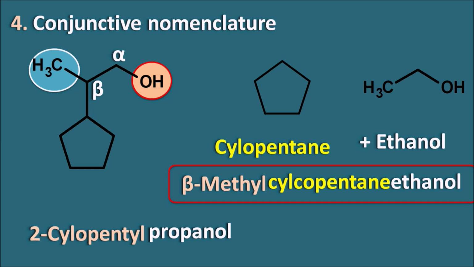So here the substitutive nomenclature is somewhat simpler, but sometimes we can use the conjunctive nomenclature if we are going to focus mainly on the cyclopentane attached with the ethanol. In this way, we can write the name for organic compounds in many ways, and among these the 4 important nomenclatures are the substitutive nomenclature, replacement nomenclature, functional group nomenclature, and conjunctive nomenclature. According to the situation, we have to use one type of nomenclature, but for most of the compounds we will use the substitutive nomenclature.